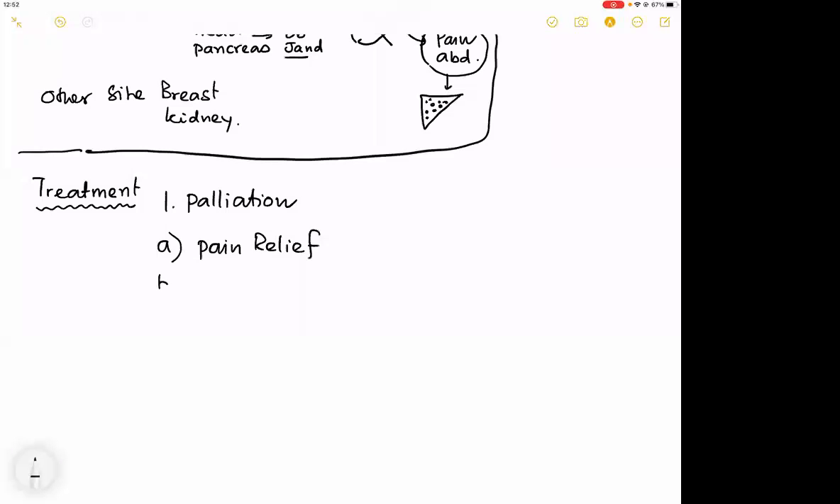Number two, if there is a jaundice, obstructive jaundice is relieved. Number three, chemotherapy.